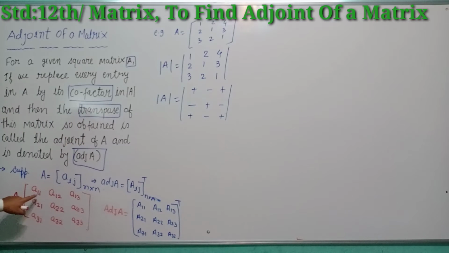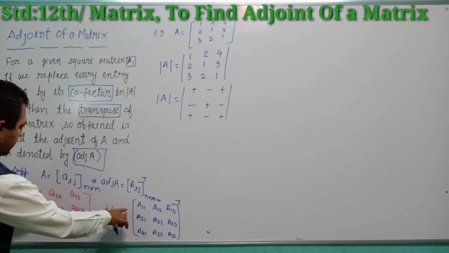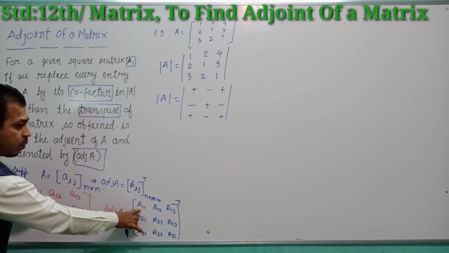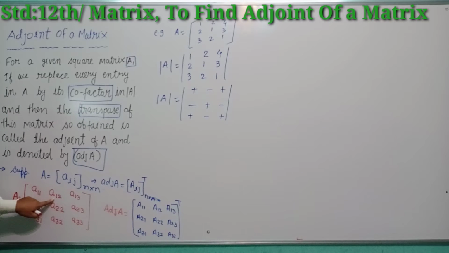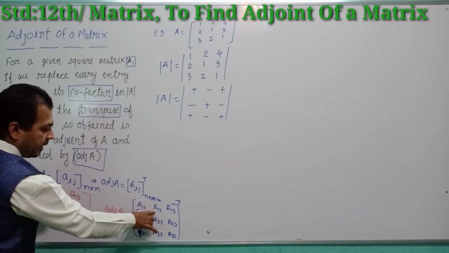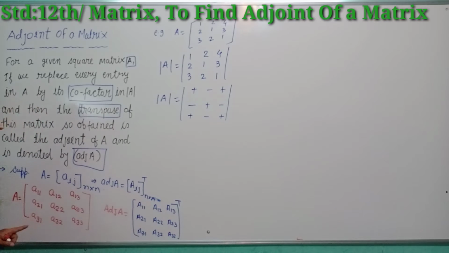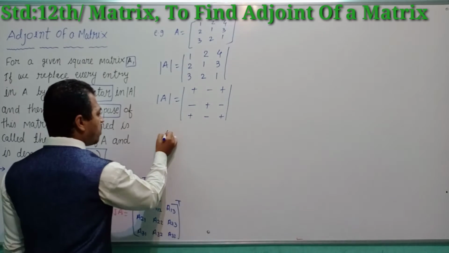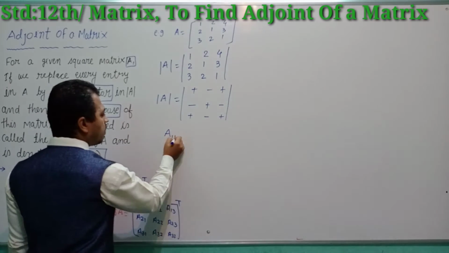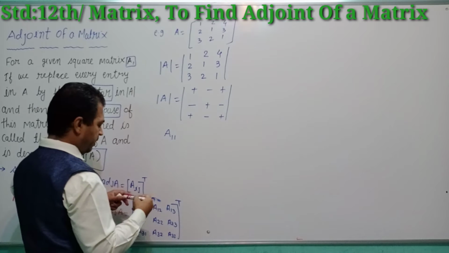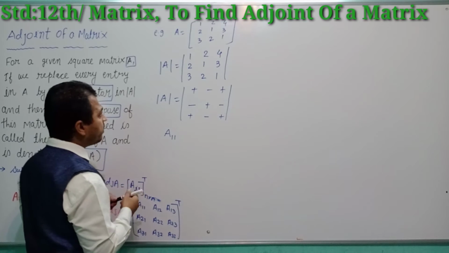Here you can see that the cofactor of A11 is capital A11, the cofactor of A12 is capital A12, and similarly. So your target is to first find capital A11. How can you find A11?